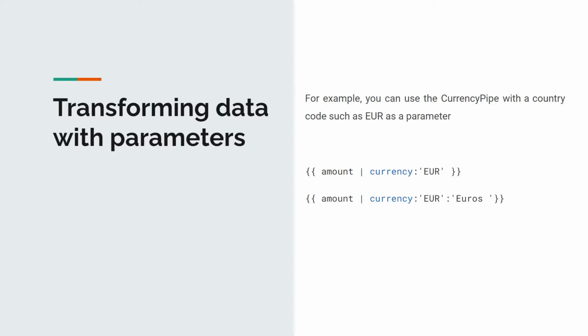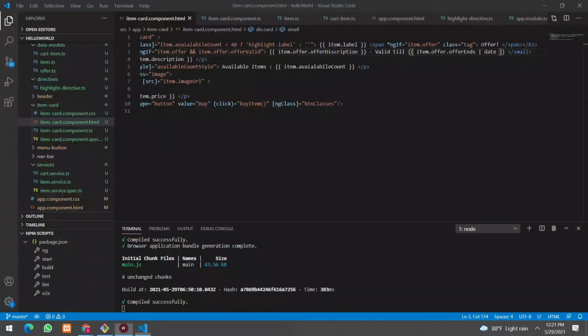When we are talking about pipes, the next topic we are going to talk about is transforming data with parameters. In these examples, we use parameters with pipes. For example, if you see on my screen, I have added a pipe called currency, and there's a colon, and you can see there is a quote EUR. Like that, we can give parameters by adding a colon symbol if the pipe accepts that kind of parameters. Now let's move to our example source code.